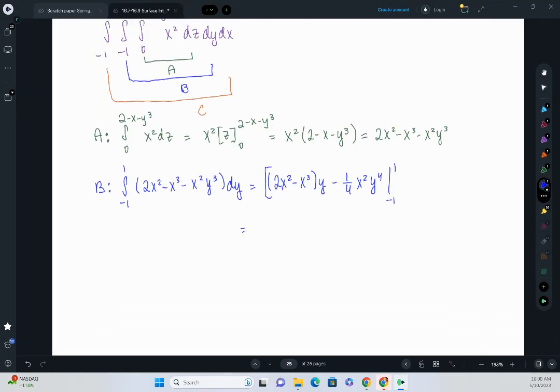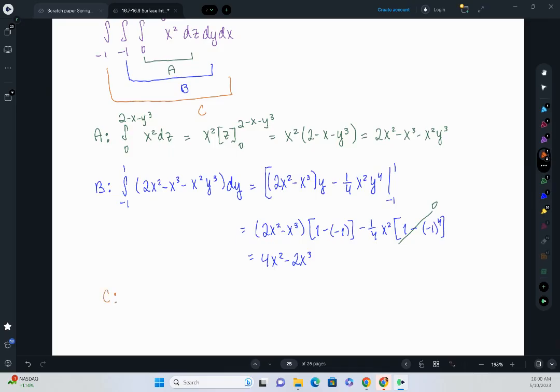All right, so this gives me 2x squared minus x cubed times, in that y that's in there, I'm evaluating it from minus 1 to 1, so it gives me 1 minus a negative 1. And then I have my minus 1/4 x squared, and then the y to the fourth gives me 1 minus a negative 1 to the fourth. So that second term is actually going to go off to 0. And the first term does not. It gives me 1 plus 1, which is 2. So I end up with a total of 4x squared minus 2x cubed for my next integrand.